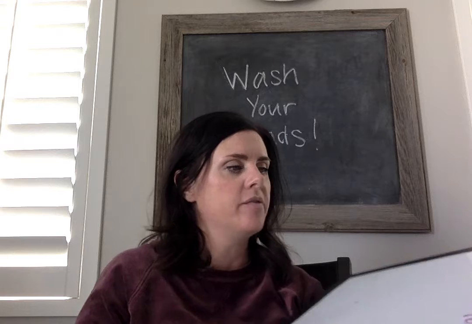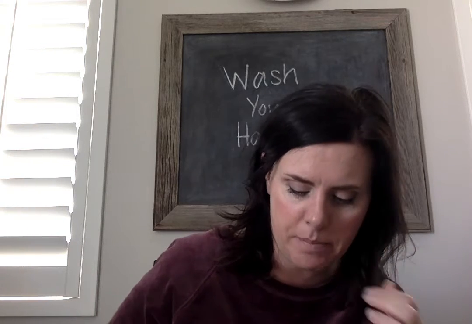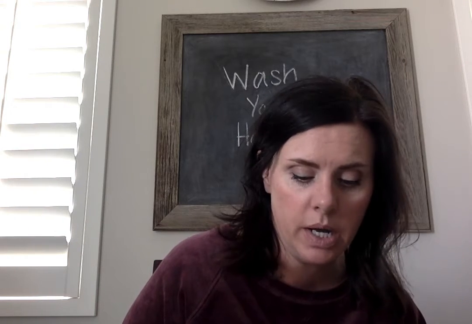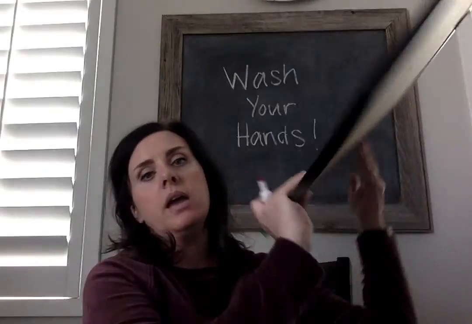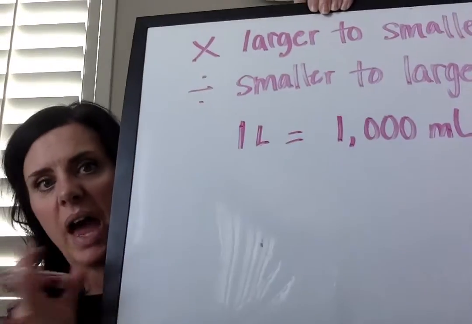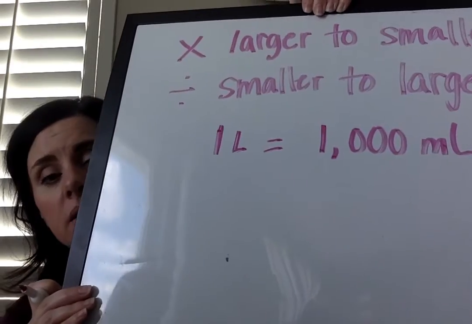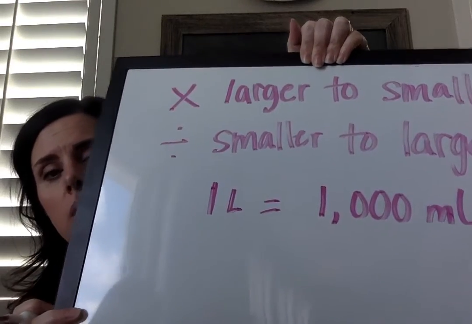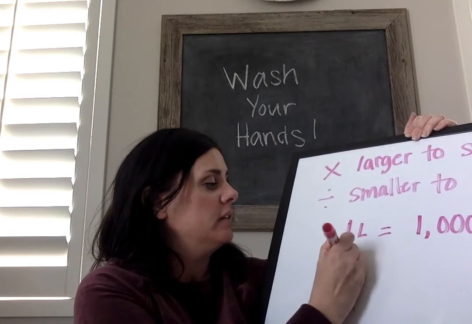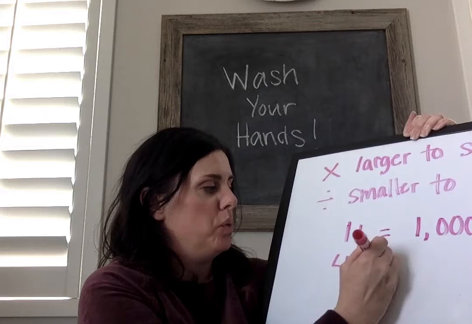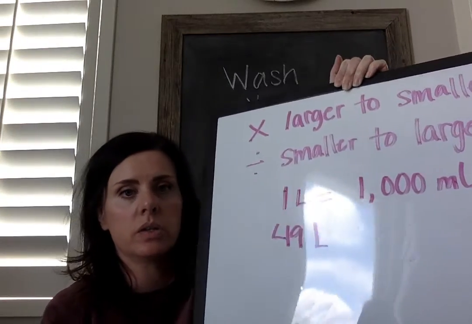Okay, so if I have 49, okay, 1 liter is the same as 1,000 milliliters. Okay, so we're just like that, right? And we can see that in our chart too. But they've shown us that we have 49 liters in the problem, right? In the example, 49 liters, okay?